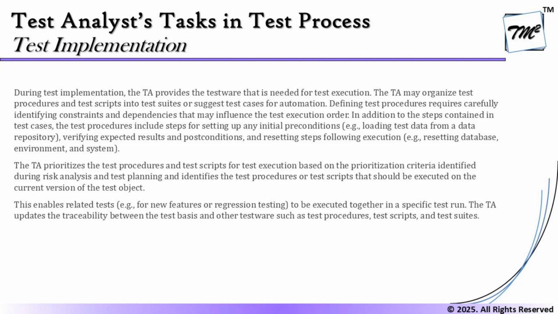Defining the test procedure also requires carefully identifying any sort of constraints and dependency that may influence the test execution order. So in addition to the steps contained in the test cases, the test procedure includes steps for setting up any initial precondition, which would be like loading the test data from a repository, or verifying expected result and post condition and resetting steps following execution. The procedure is more like the sequence of actions required in order to run a test.